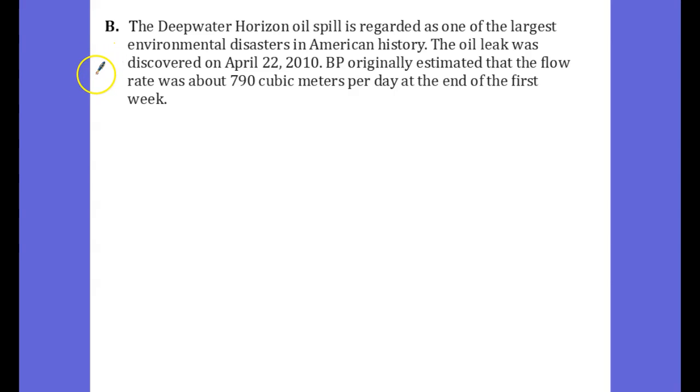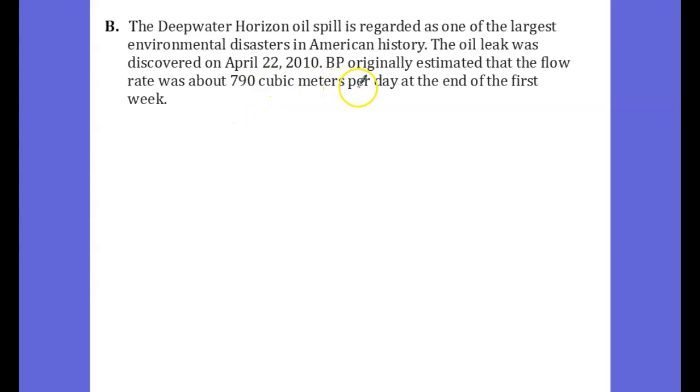The Deepwater Horizon oil spill is regarded as one of the largest environmental disasters in American history. The oil leak was discovered on April 22, 2010. BP originally estimated that the flow rate was about 790 cubic meters per day at the end of the first week. So let's take a moment and think about our units and when this derivative is going to occur.